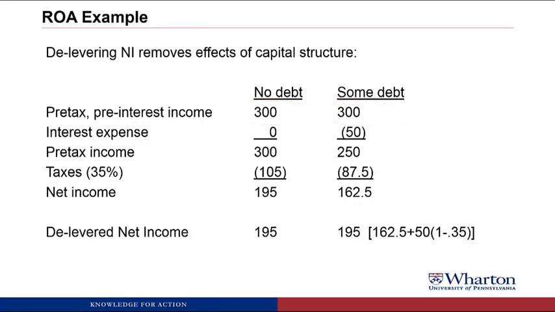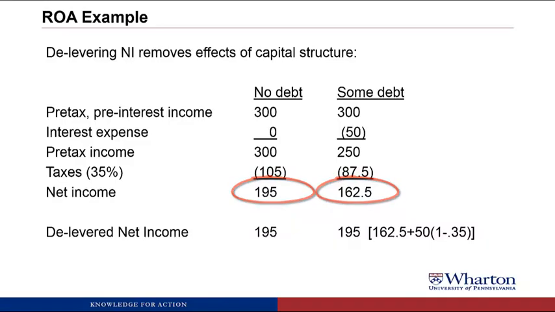Then the no debt company obviously has no interest expense, so their pre-tax income is $300. We take off taxes at 35%, and their net income is $195. For the company that has some debt, they have interest expense. So if they had $50 of interest expense, their pre-tax income would only be $250. We take off taxes, and their net income is only $162.5. So if we use net income in the numerator for ROA, then ROA is going to be affected by the fact that the some debt firm has some borrowing.